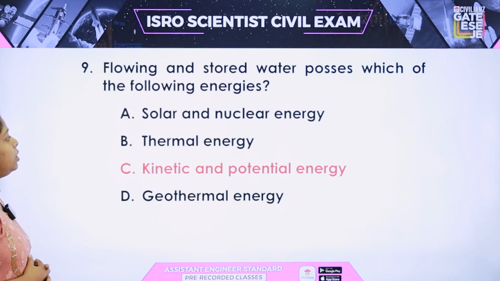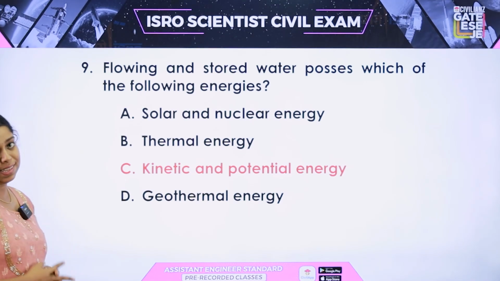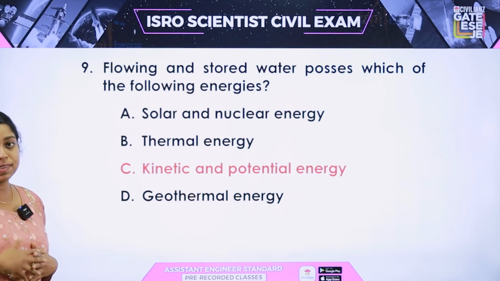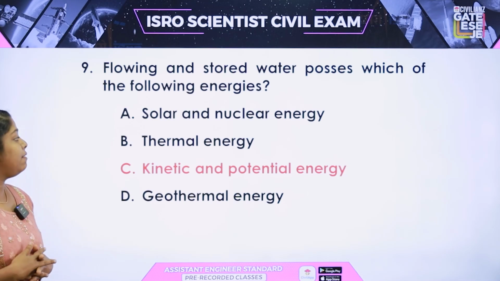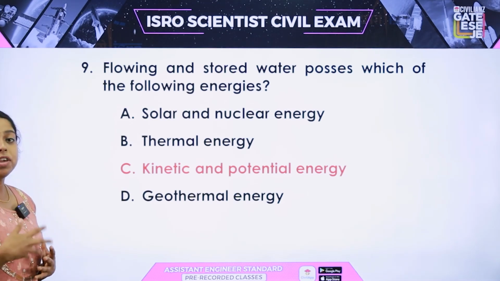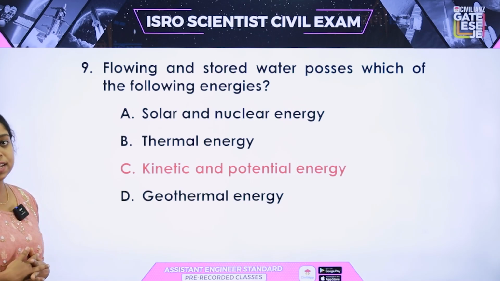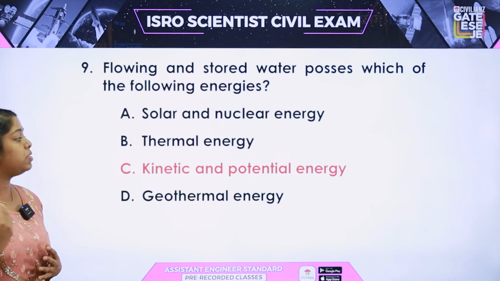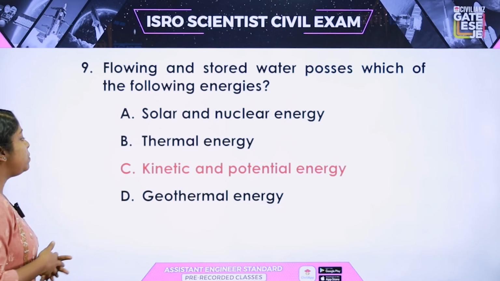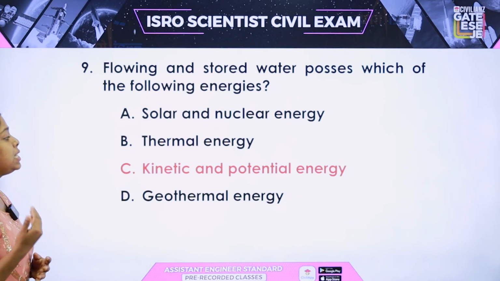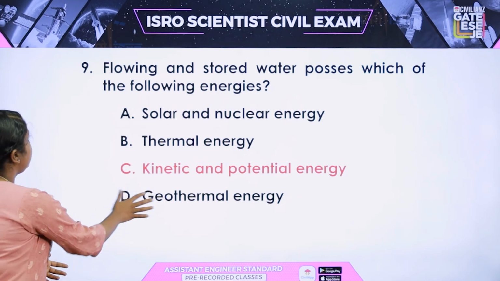Flowing and stored water possess which of the following energy? This is a very basic question. We are studying it in the 10th standard level itself. We know that the flowing water usually possesses kinetic energy and the stored water usually possesses potential energy. So option C is the right answer, kinetic and potential energy.